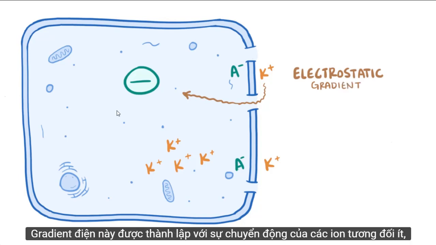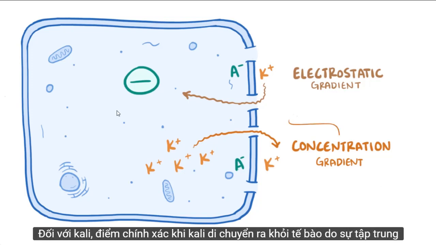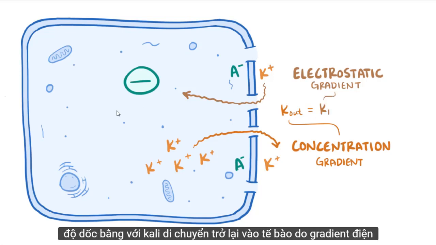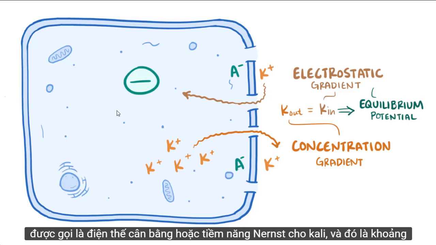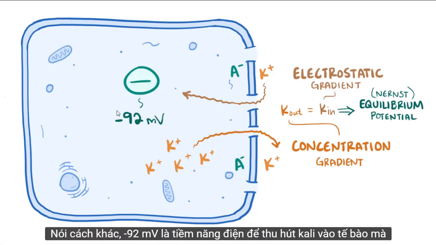This electrostatic gradient is established with the movement of relatively few ions, so it doesn't upset the overall concentration gradient that was already established. For potassium, the exact point when the potassium moving out of the cell due to the concentration gradient equals the potassium moving back into the cell due to the electrostatic gradient is called the equilibrium potential, or Nernst potential for potassium. And it's about negative 92 millivolts. In other words, negative 92 millivolts is the electric potential for attracting potassium into the cell that's needed to balance the concentration gradient that's pushing potassium out of the cell.